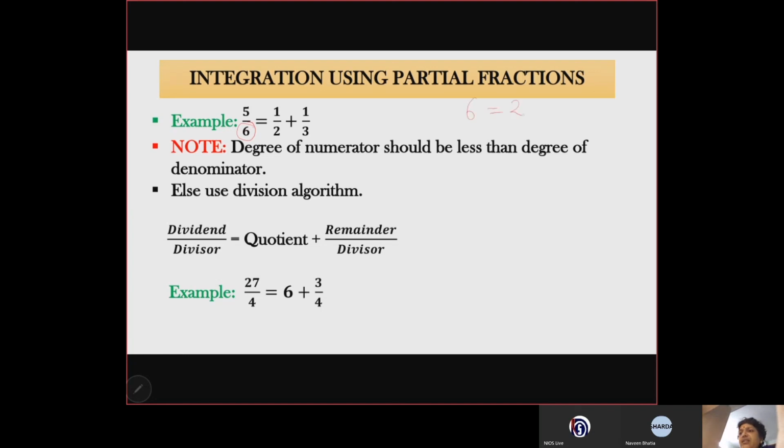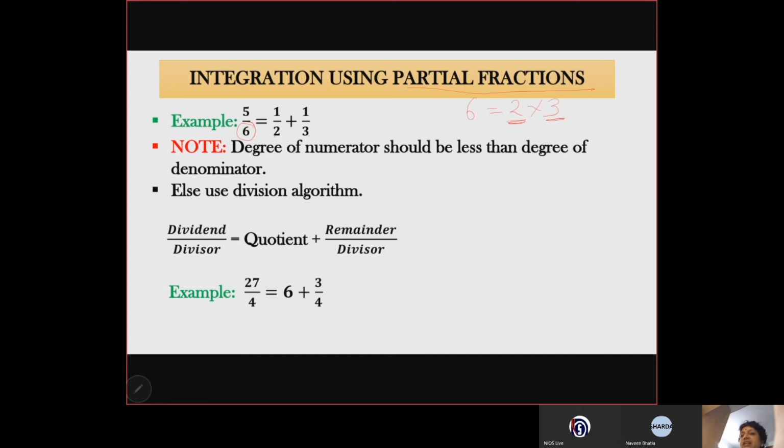Factors of 6 are 2 and 3. So I try to write one fraction with denominator 2 and one fraction with denominator 3. So that can be written as 1/2 + 1/3. So 5/6, I have been able to write it as 1/2 + 1/3. So similarly, a rational expression or rational function, we try to divide it into simple fractions which we can then integrate. But whenever you have to apply partial fractions, one thing you have to be careful about.